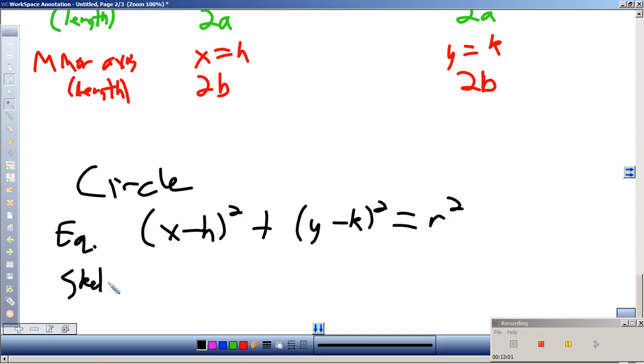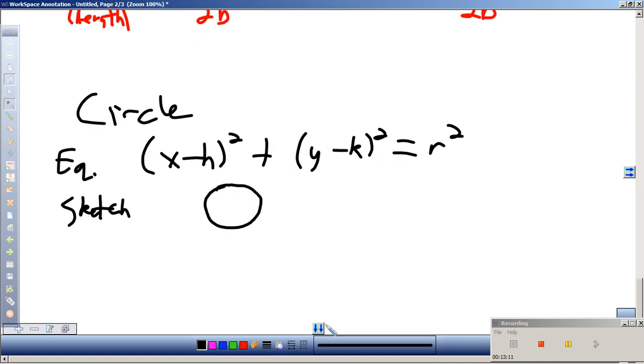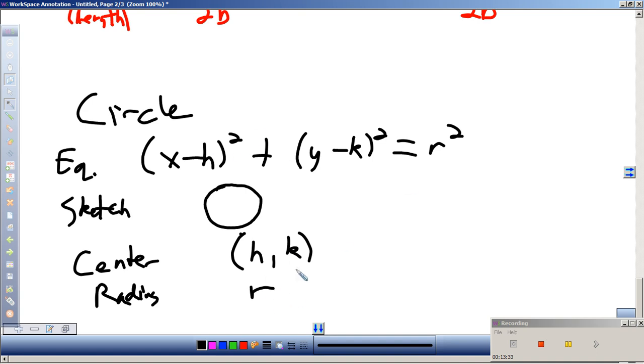Sketch. What does a sketch of a circle look like? Yeah, I succeeded. Close. Anyway. Where's the center going to be? What's the coordinate of the center? h, k. And your radius, what is it? Given this equation, r. Okay, so everybody follow those. That's it for the circle.